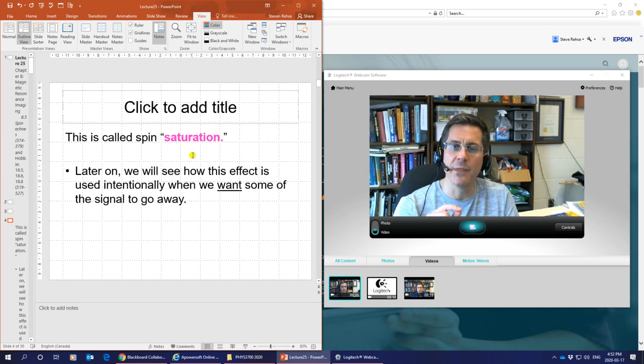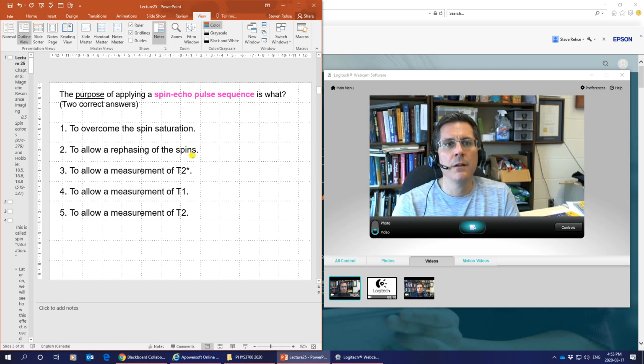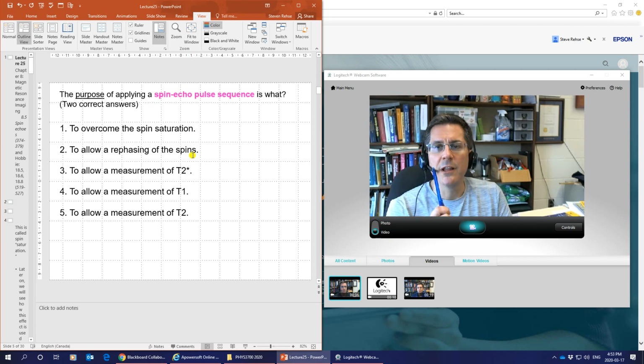We're going to use this effect intentionally later in a very clever way when we want the signal to go away. All right, usually we're trying to get strong MR signal out of a person, but when you hit it, those spins, we say they're saturated. They've already been tipped into the XY plane. They can't respond to your RF anymore. You have to let them recover first. Hit it again, it saturates, and your signal goes away. All right, that's a tough question. Let's see how you do on the next one.